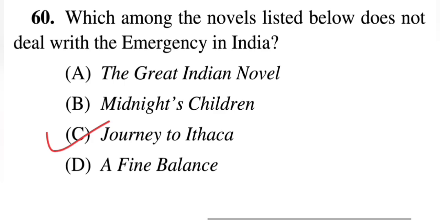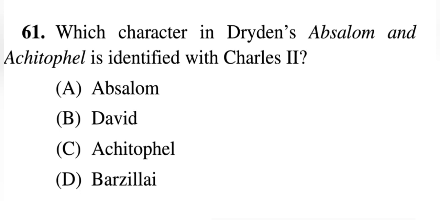Next, which character in Dryden's Absalom and Achitophel is identified with Charles II? I hope you know who is Charles I, then only you will get to know about Charles II, and they are related to the Restoration era of English literature. Options are Absalom, David, Achitophel, Barzillai. Correct answer is B, David. David is the correct answer.